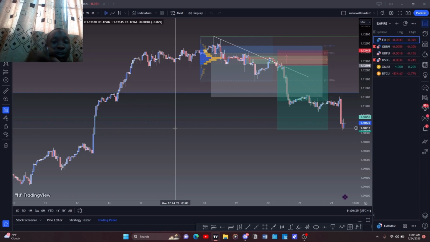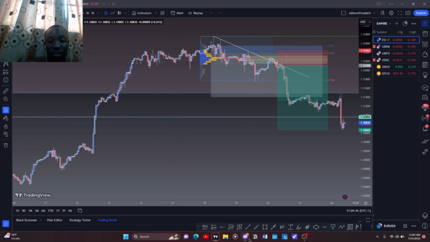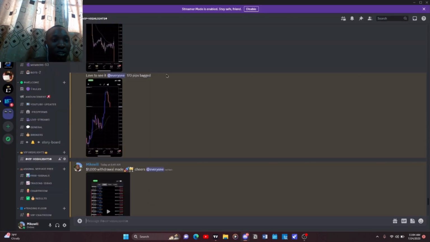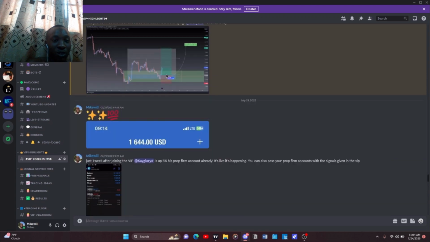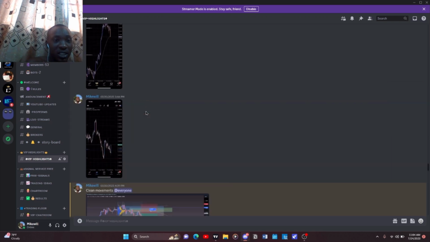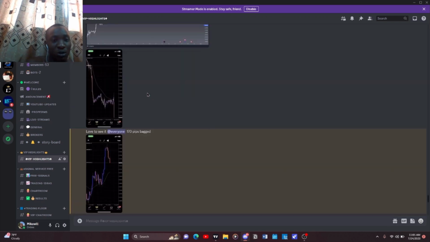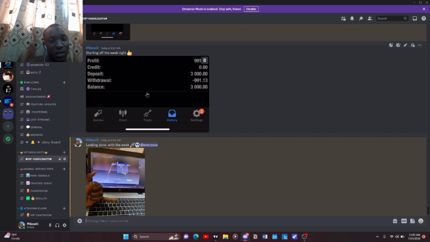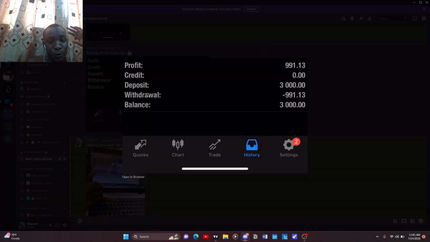As I said, EUR/USD, 140 pips made on the trade. And it was given in the group. You can go back in the group and see the EUR/USD trade that was given, sold here, everybody in the trade opportunity, tanking down. And I also made a withdrawal of $1,000 from the account that I traded this position on.